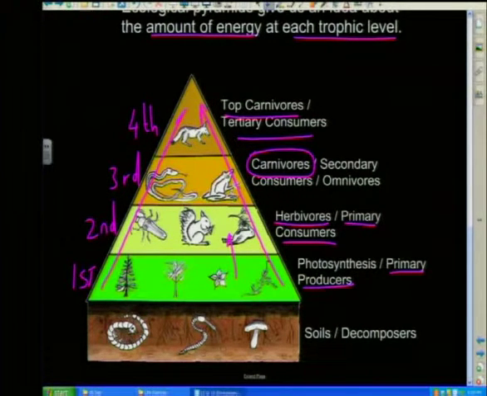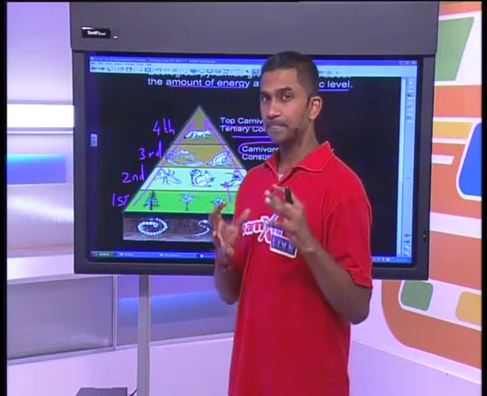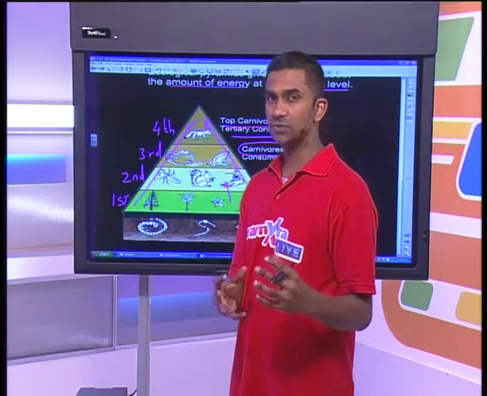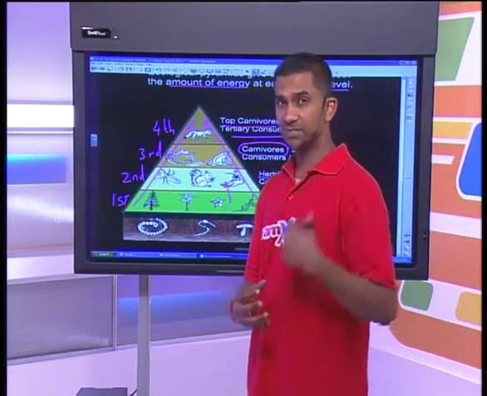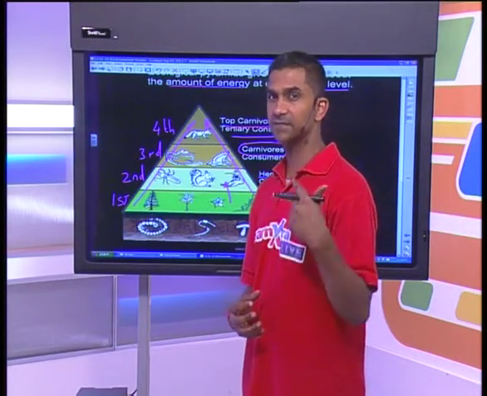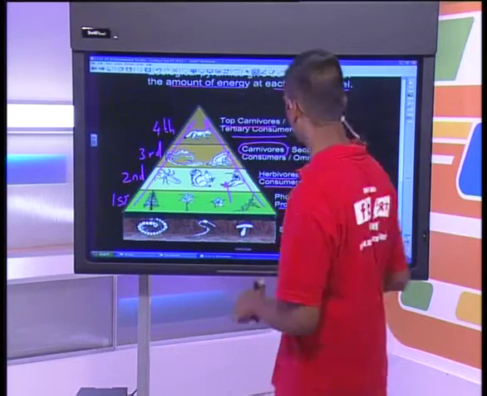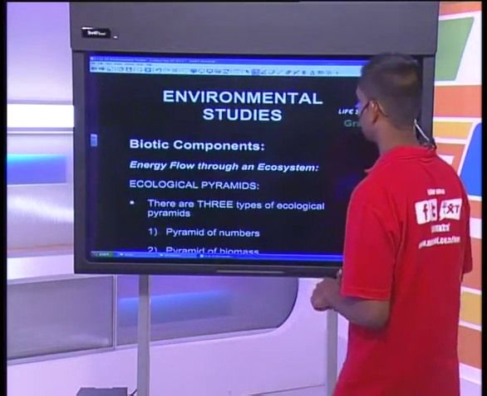Very important, at the base of this pyramid, we find decomposers. And these decomposers, we discussed their importance last week, and we said that they play a very important role in converting dead organic matter, returning that back into the soil so that it can replenish and return into the nutrient cycle so that it's available to producers all over again. Okay.